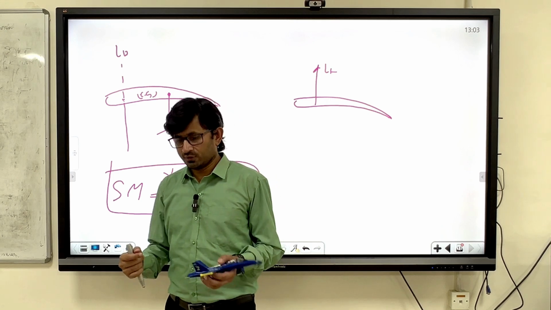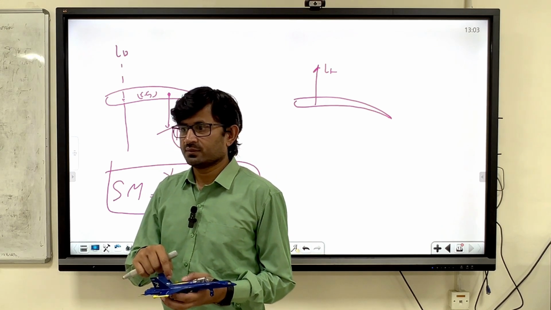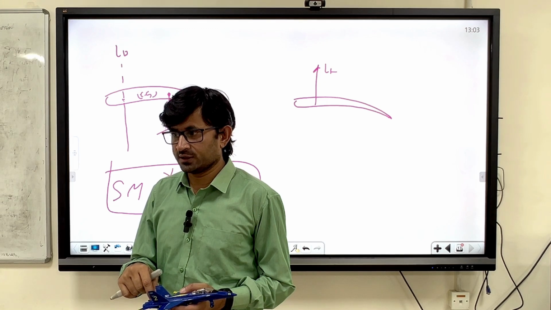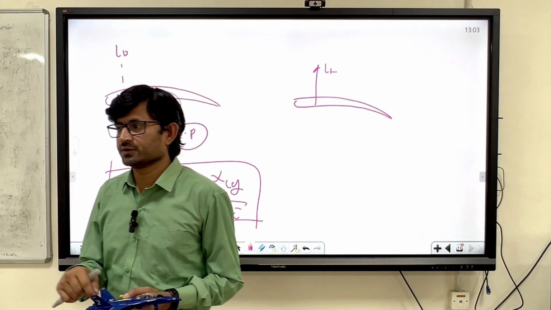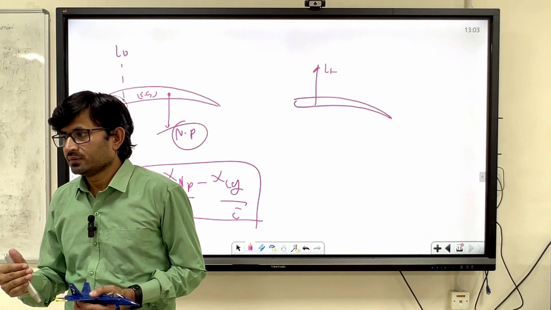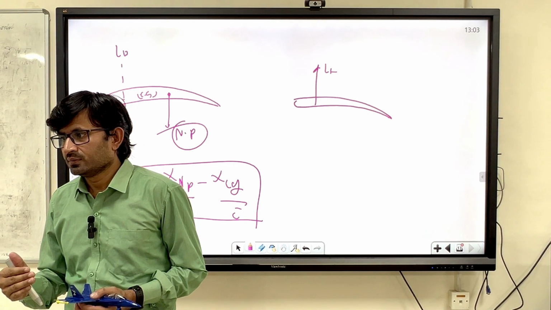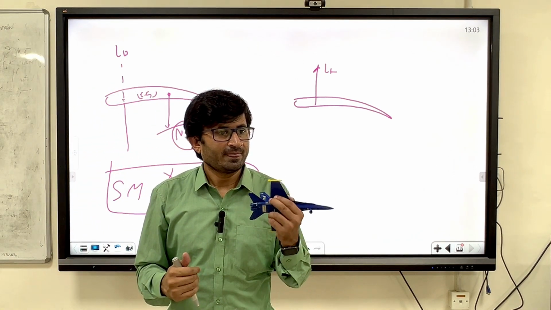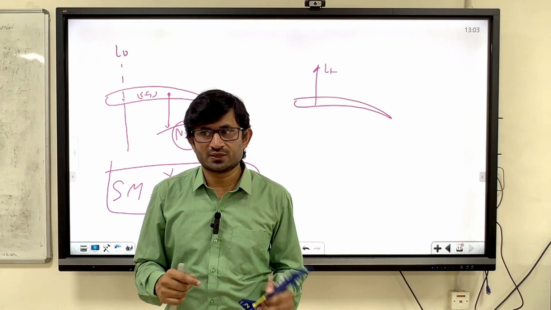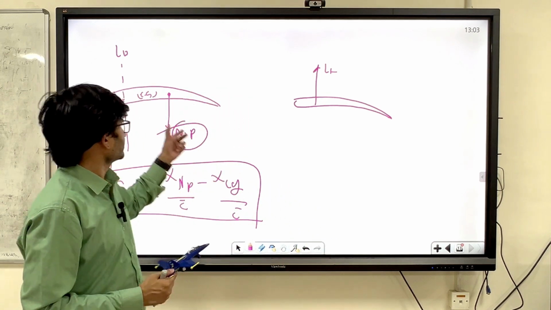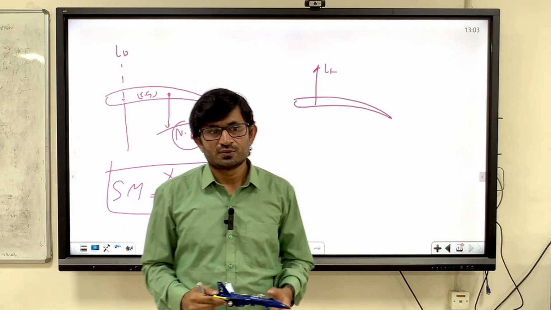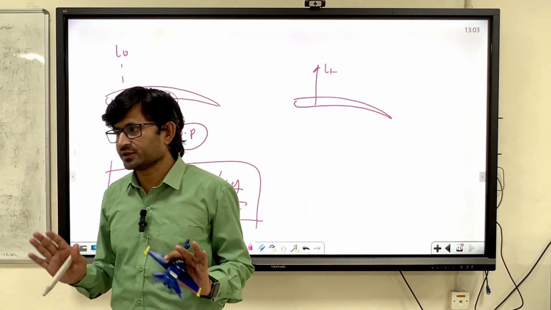That means how far the CG travels. For example, if you have a static margin of 15%, 20%, 30%, in which case is the aircraft more stable? Static margin is 10%, 20%, 30%. In which case is the aircraft more stable? See this diagram. 30%, right? So now you have a feel for the static margin also, right?